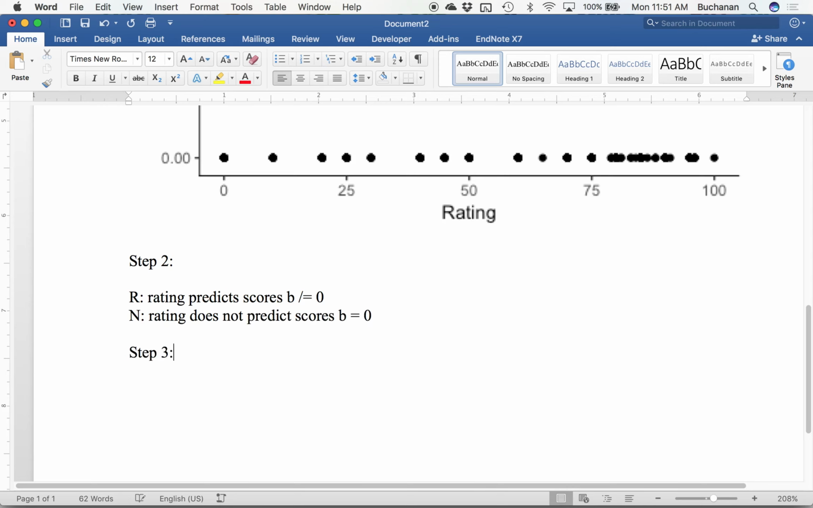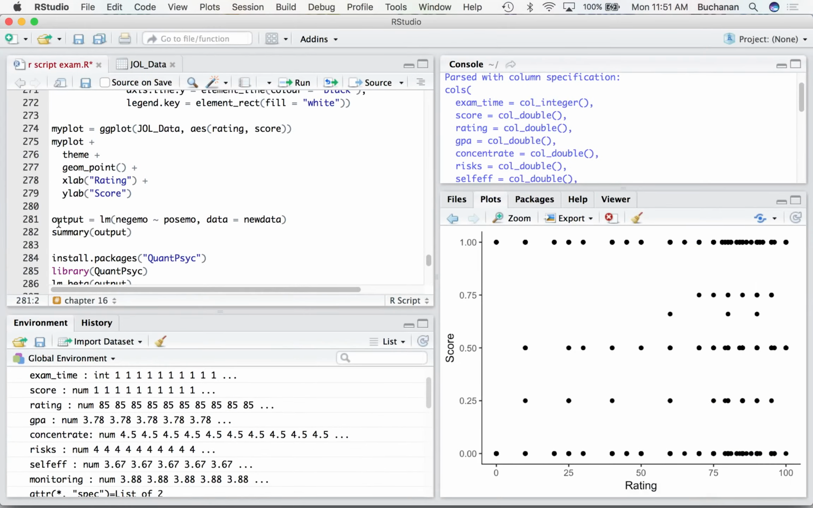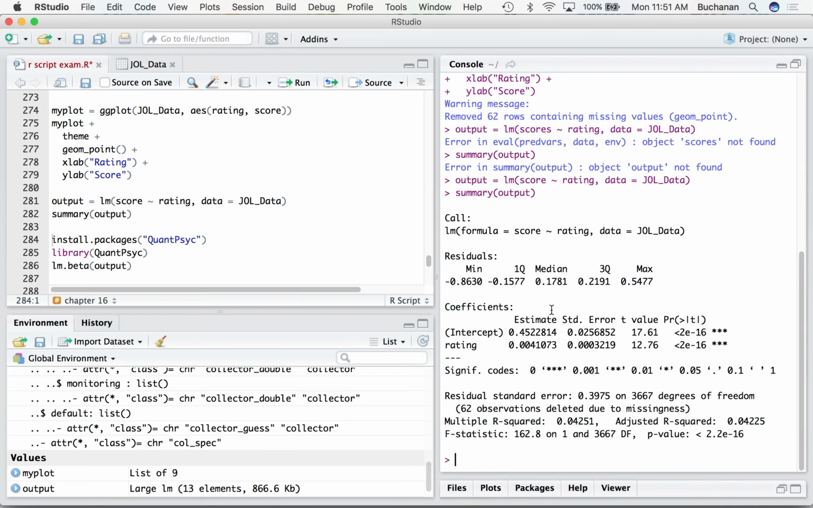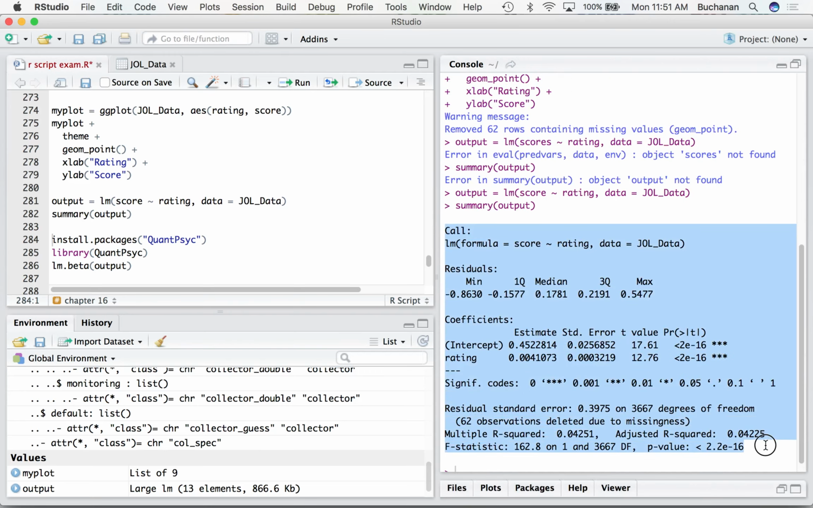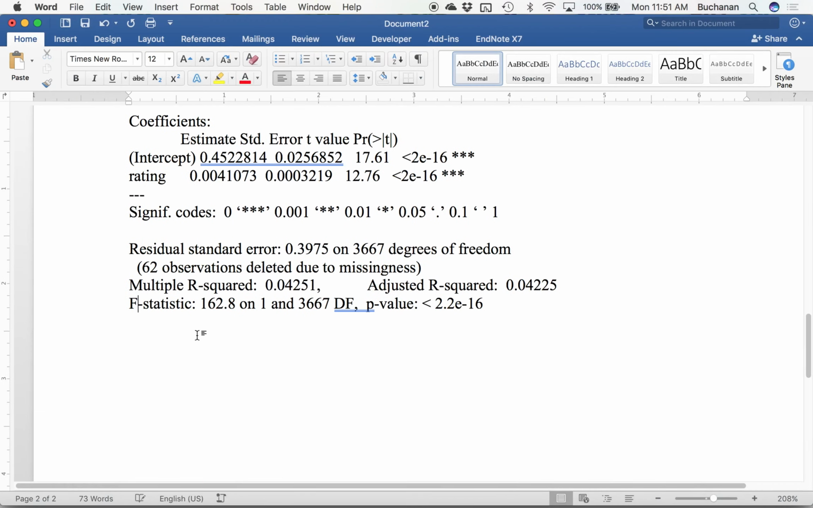Okay. For step 3, we're going to write out our equation. So that's where I'm going to run this code here. So I want to predict scores, y goes first, with rating. Remember that it's y is predicted by x. Data, leave this word data alone and change this word here to JOL data. And let's run that. Score is not found. Oh, because it's called score, my fault. We're just going to take this, put it all into step 3 here, and we'll use that to write out our equation.